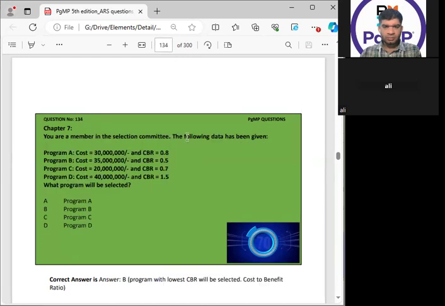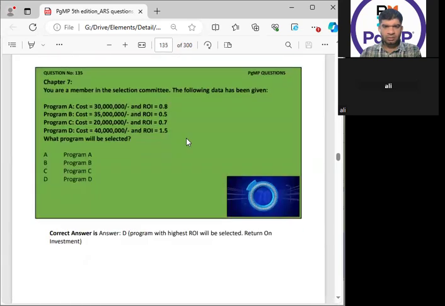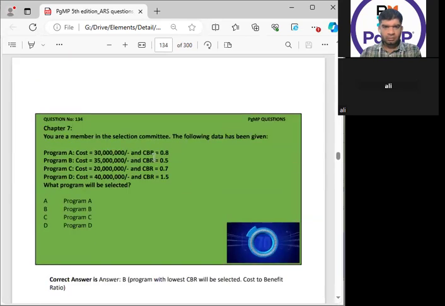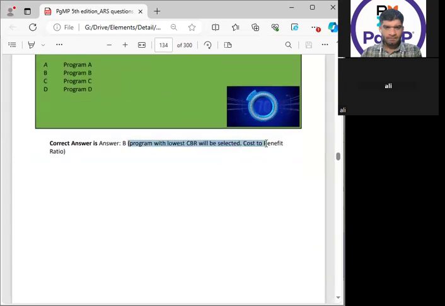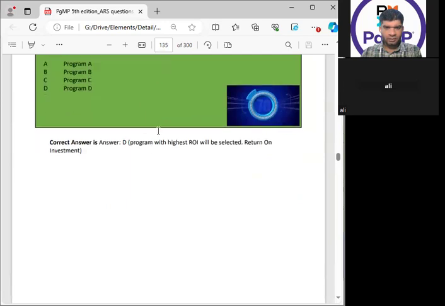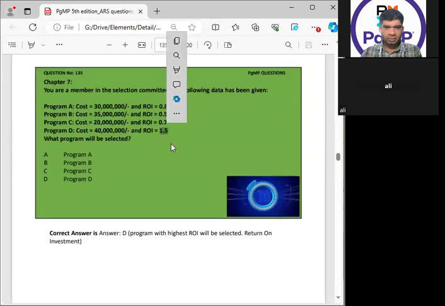So now these two questions, one by one. I have gone through the CBR. You told me the trick that whenever the CBR, cost benefit ratio, is there, you have to pick the lesser one, if the selection is there. Yes, correct. And in the ROI, you select the higher one. Correct.